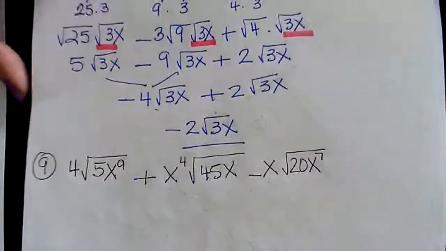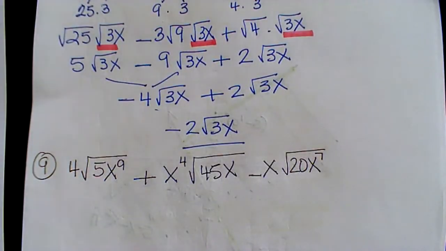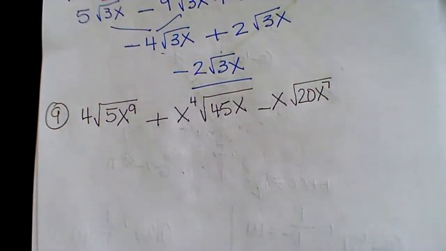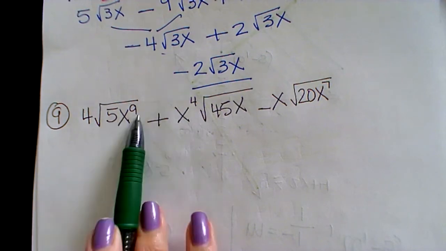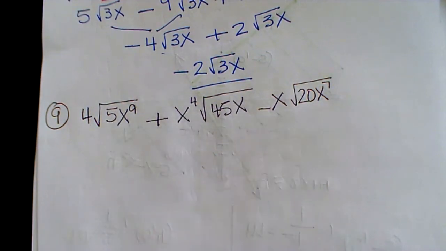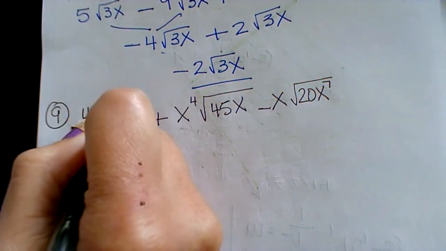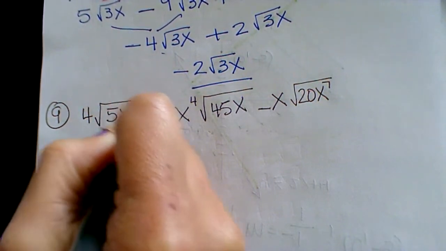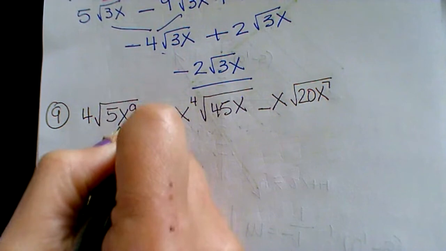Right? Yeah. Now. This is to the 9th, the 4th, 7th. Okay. So let's start. This is going to be what? X to the 8th power and X, right?